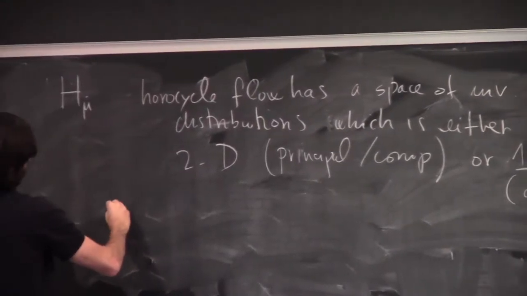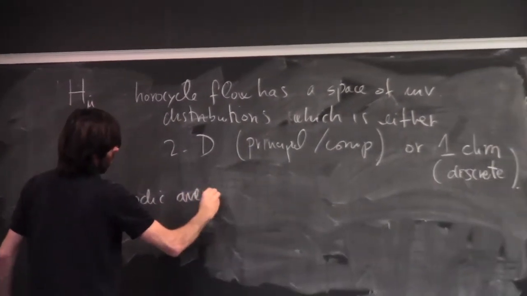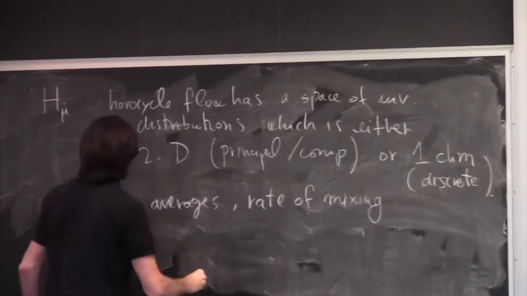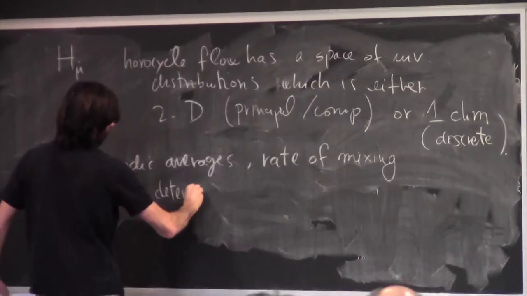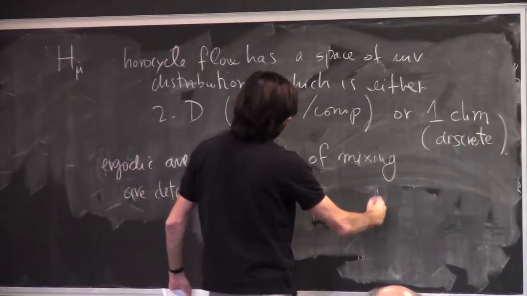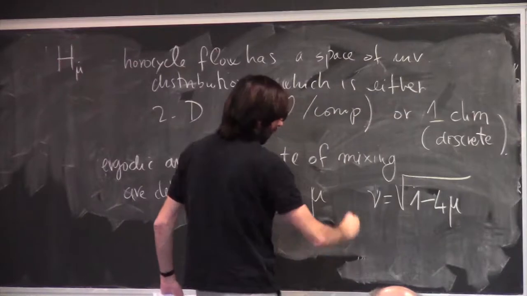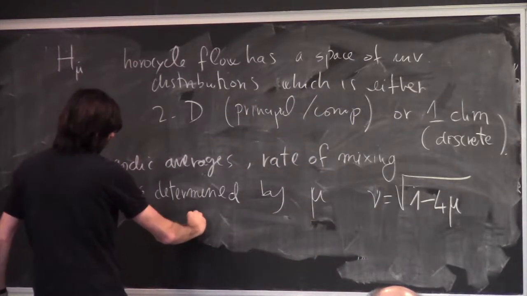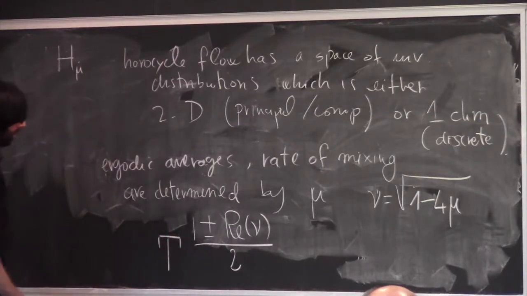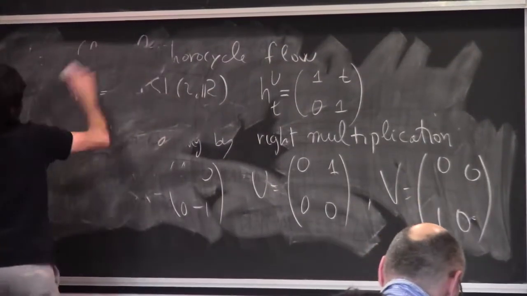Also, the speed of ergodicity, ergodic averages, and rate of mixing are determined by mu. Essentially, you have to look at the parameter nu, which is the square root of 1 minus 4 mu. And in fact, you have two possible behaviors of the form (1 plus or minus real part of nu)/2. So this is the kind of behavior one gets. And to be a little more precise, it goes like this.